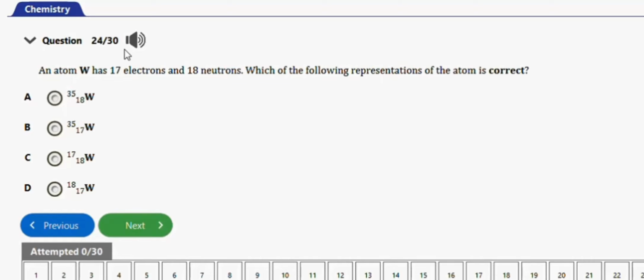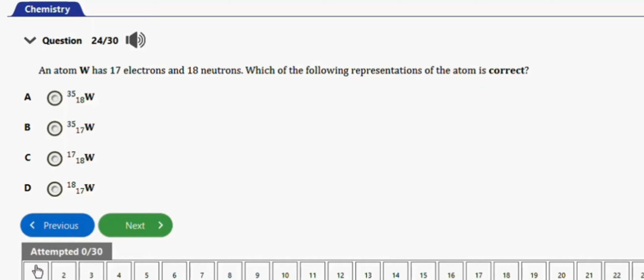Next question will be this. It says an atom W has 17 electrons and 18 neutrons. Which of the following representations of the atom is correct? Okay, so it has 17 electrons, so that means the number of electrons equals the number of protons. So the mass number will be number of protons plus number of neutrons, so it will be 17 plus 18, which will give you 35. So the right option to this question would be option B. Okay, so yes, that's the right answer to this question.